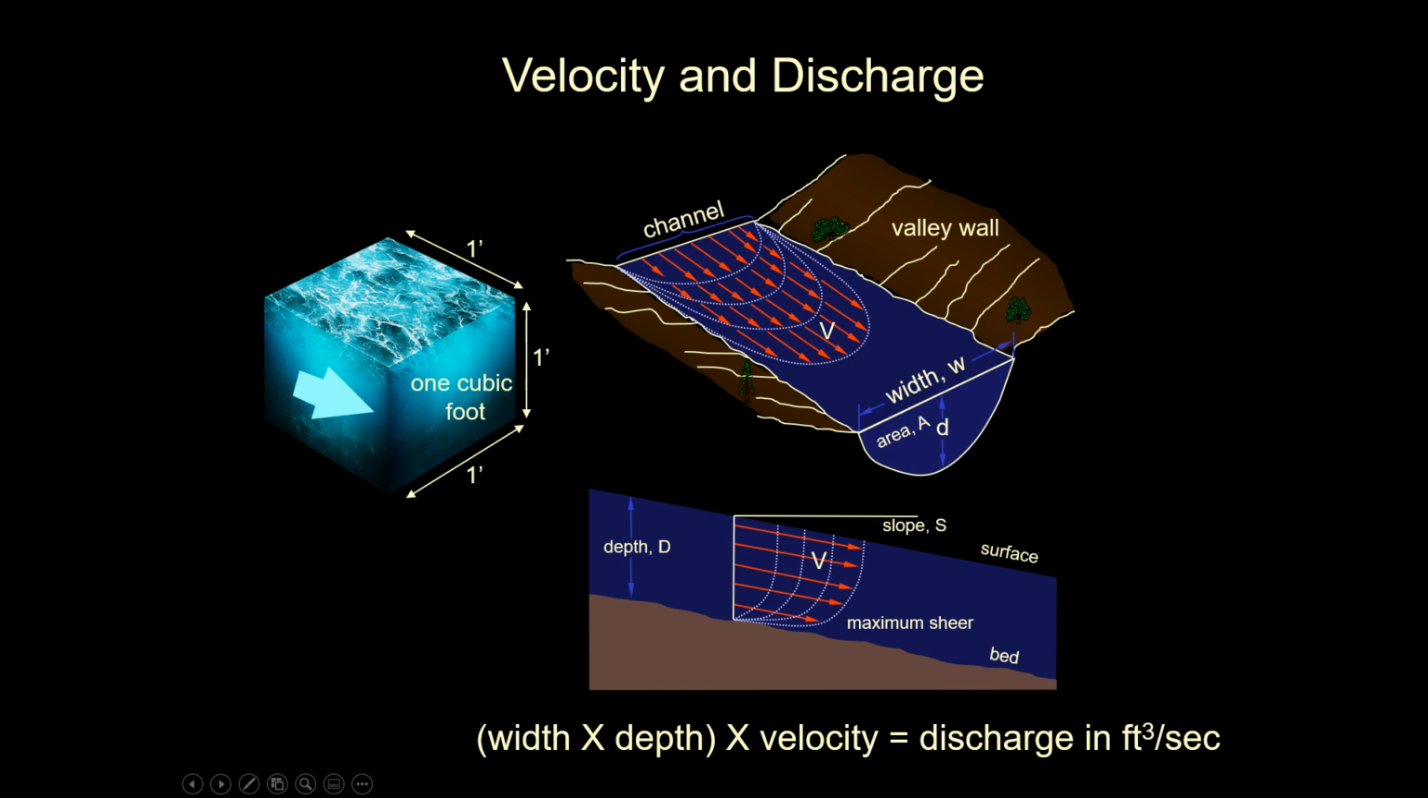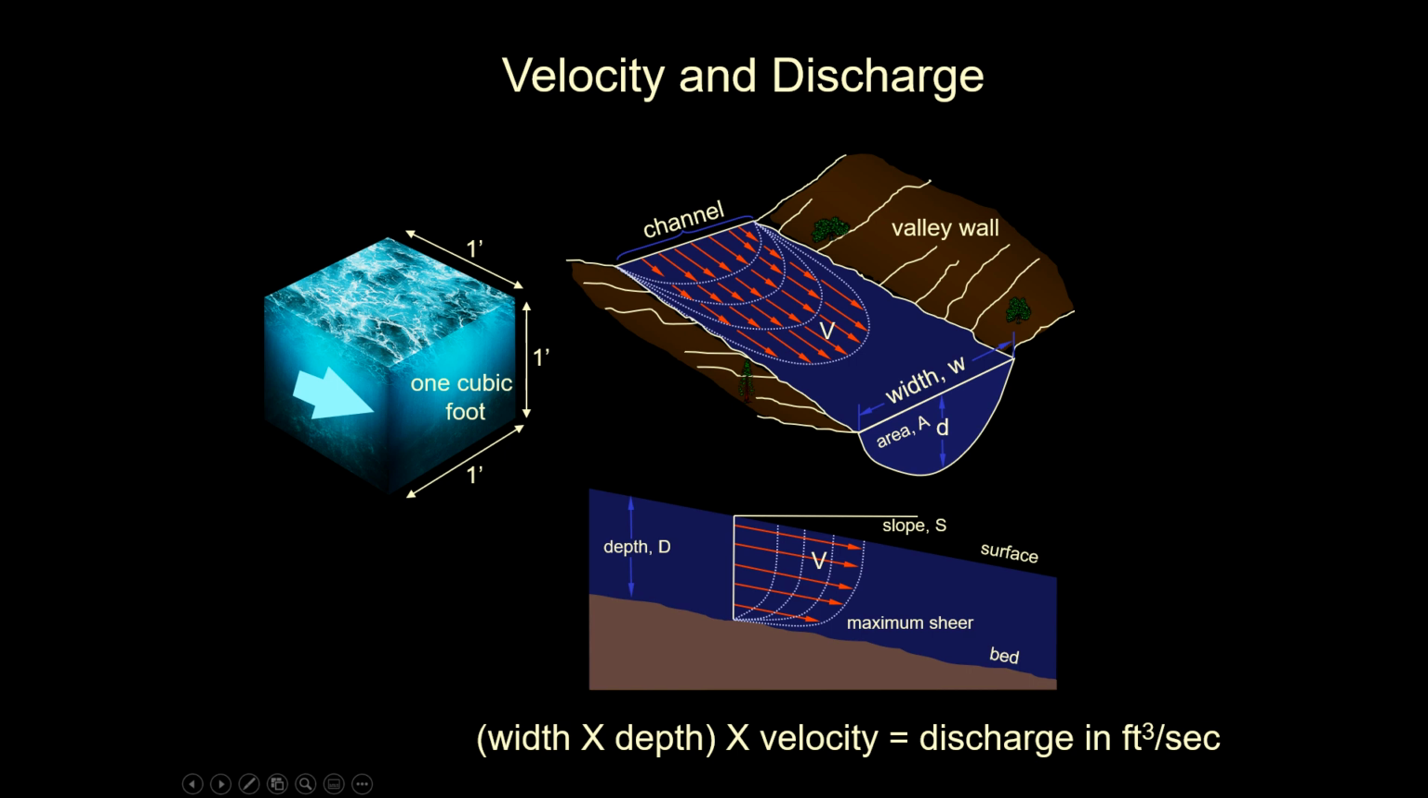And if we want to compute discharge in cubic feet per second, we can take the width of the stream times the depth of the stream and multiply that times the velocity, or how quickly the water is moving in the stream. Now, something I want to point out in this diagram, you see these red vectors here.